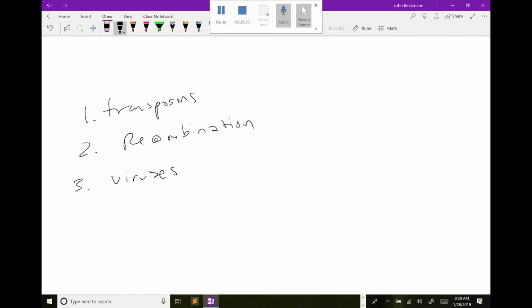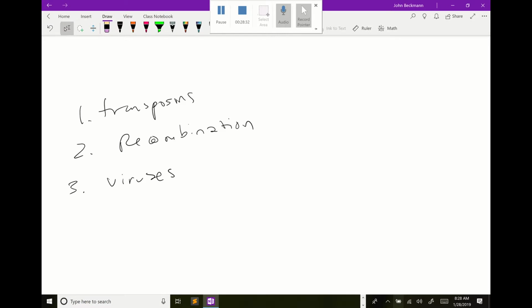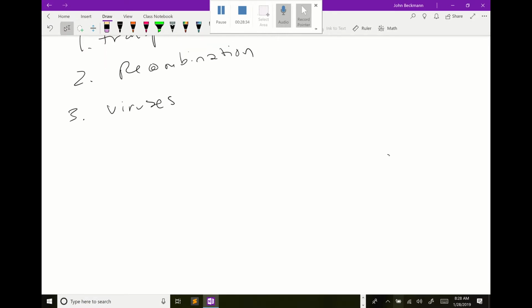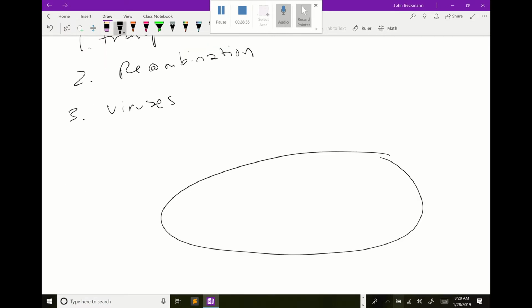So bacteria is a good example for this. Here's a bacterial cell. In like the 1950s, 60s, 70s, we were just learning how to add foreign DNA into organisms. And the first organism that we did this with was E. coli. And the first way that we did this was using a virus. So a virus is a thing that will inject its DNA.